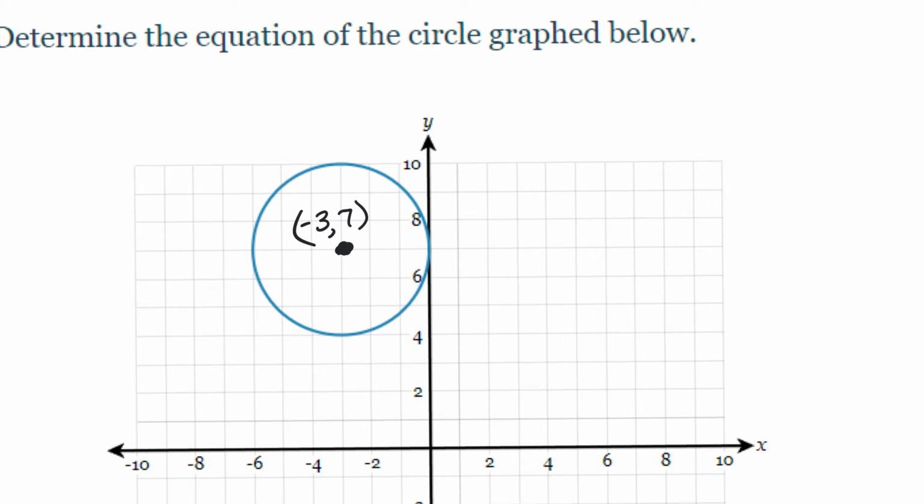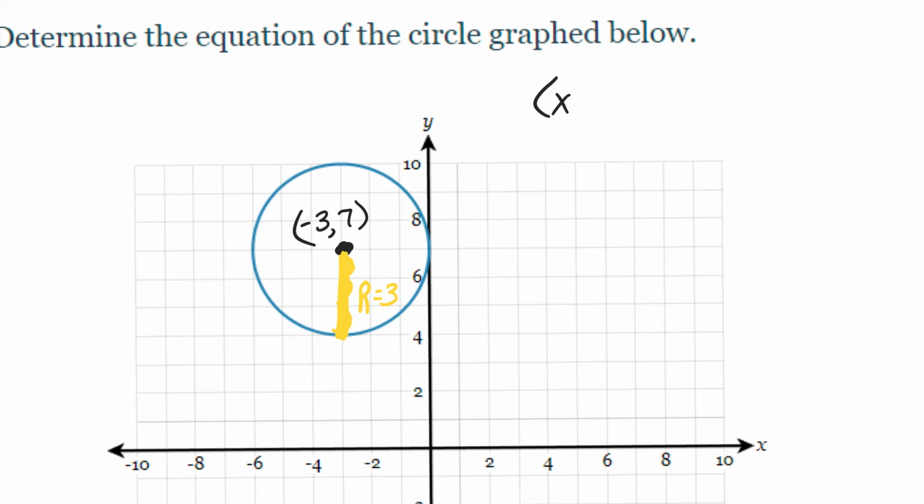And then I'm going to try to find the radius. The smartest way to find the radius is just to look and see a vertical line or a horizontal line, whichever one takes us to the edge of the circle. So we can see this is a step of 1, 2, 3. So we have a radius of 3. So now we actually have all of our parts.